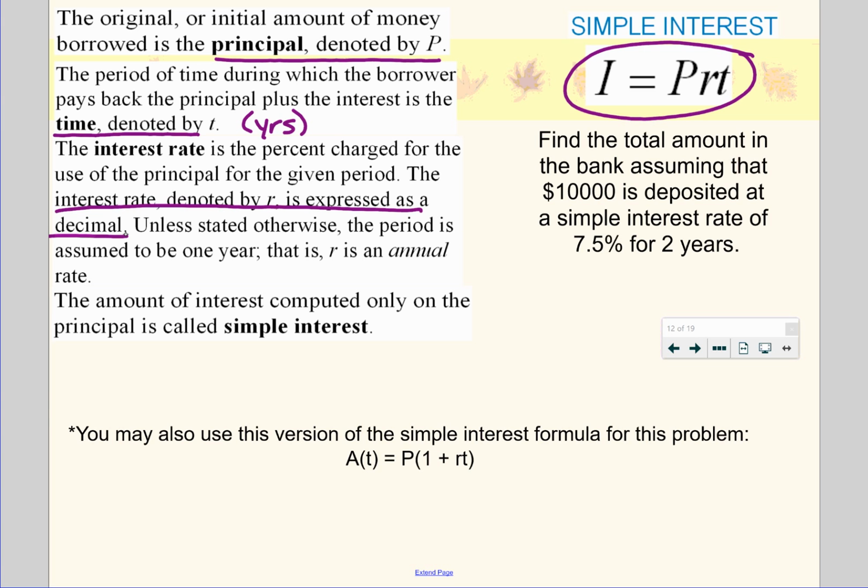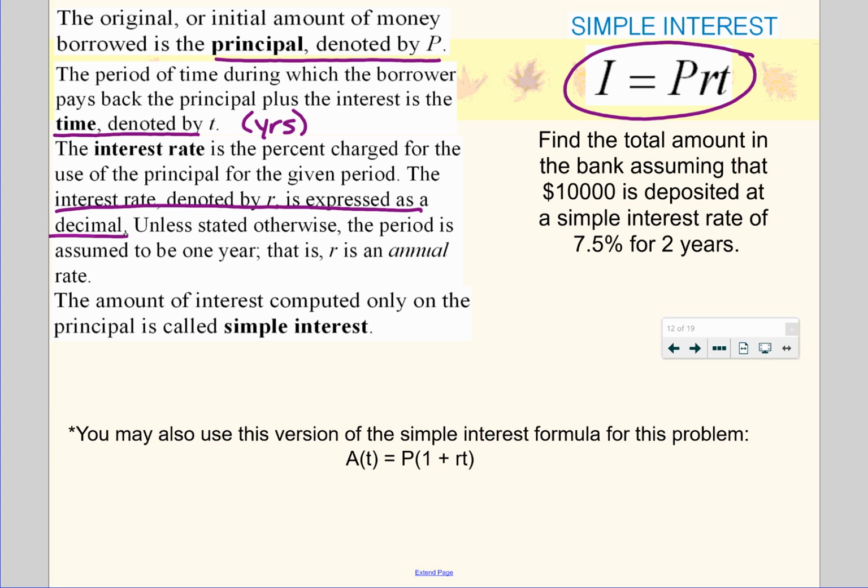So example problem, it says find the total amount in the bank, assuming that $10,000 is deposited at a simple interest rate of 7.5% for 2 years. So you should be able to pull out the important information, what each variable stands for, and then really these are just plugging it in the formula and simplifying using your calculator. When we round on problems like this, how many decimal places do you think we're going to round to? 2 decimal places, because dollars and cents, always, okay?